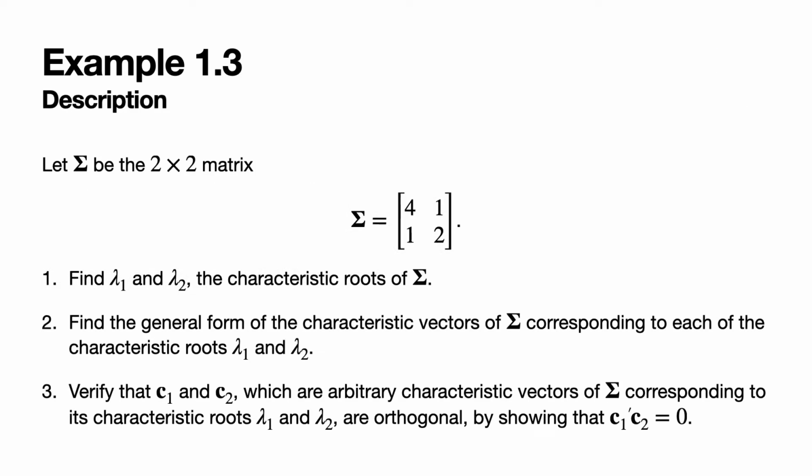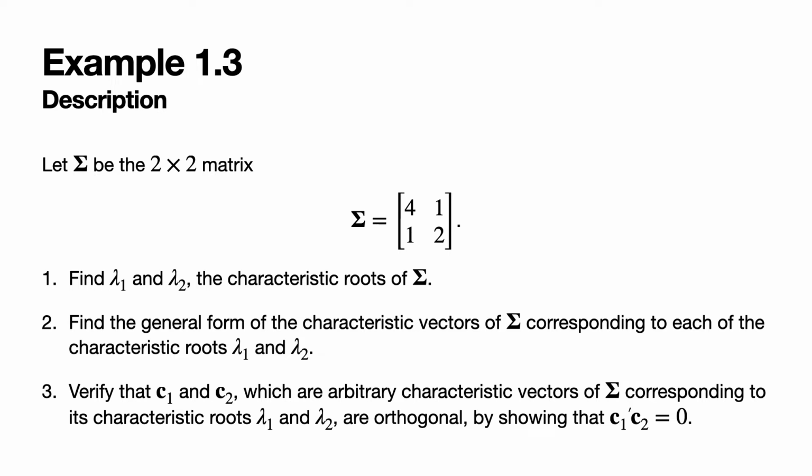So let cap sigma be the 2 by 2 matrix given here, with entries 4 and 1 in the first row and 1 and 2 in the second row. So this is a square matrix, and it's also symmetric. The question is, is it a valid covariance matrix? And to answer that question, we have to determine whether it is non-negative or not.